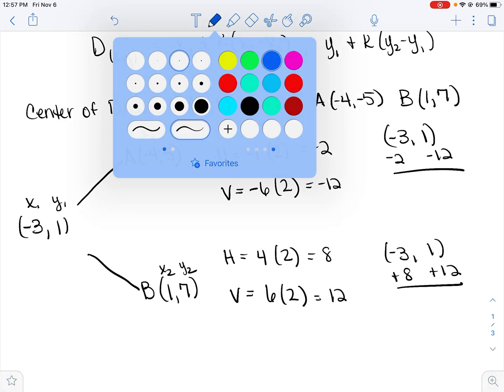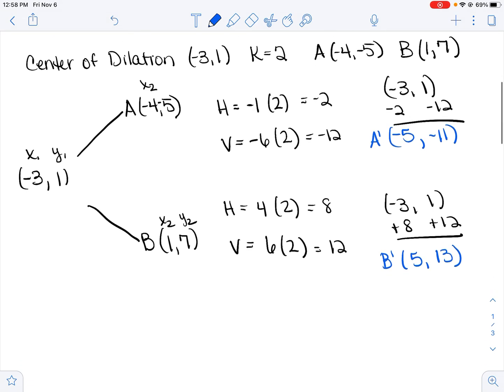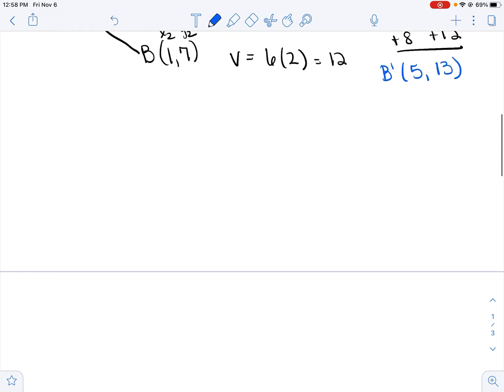I'm going to change color to make it a little more exciting. So -3 and a -2 give me a -5. 1 minus 12 gives me a -11. So my new coordinate for A prime is at -5, -11. My new coordinate for B prime, -3 plus 8 is a +5. And 1 plus 12 is 13. So my new coordinate is going to be at 5, 13. Now, all that is great. Hopefully that made sense. If you want to use this formula instead, I'm going to write the formula down again.